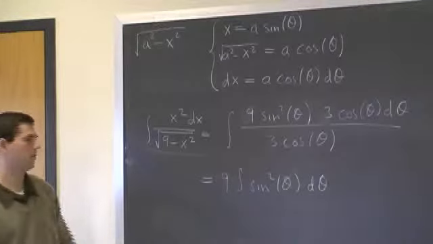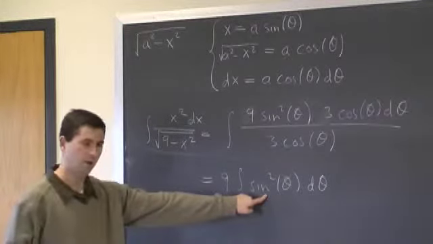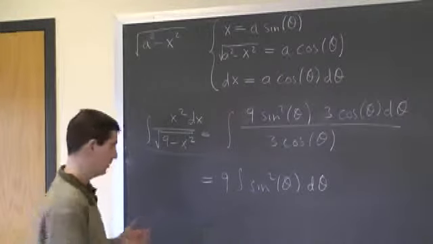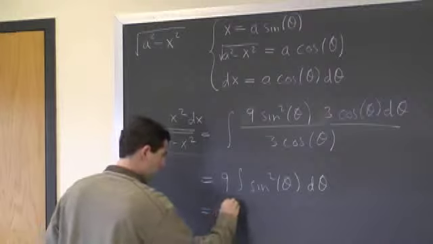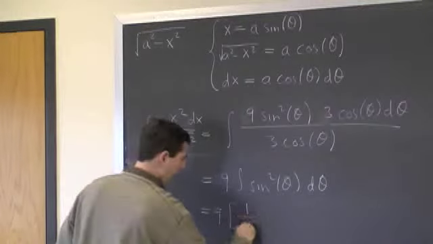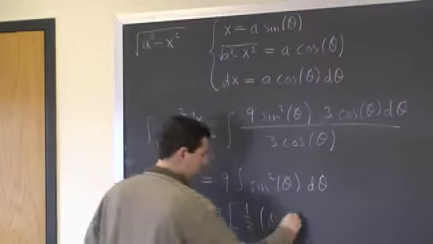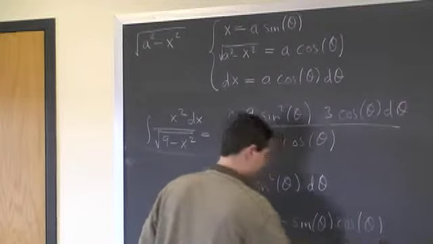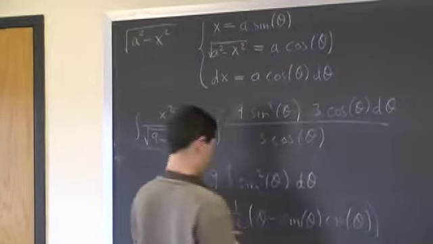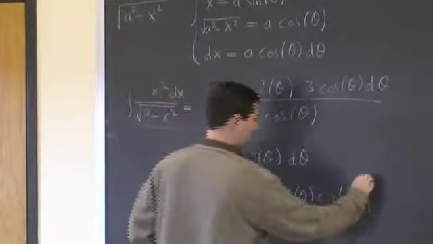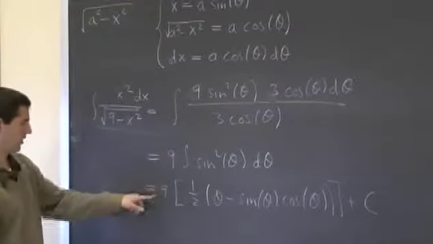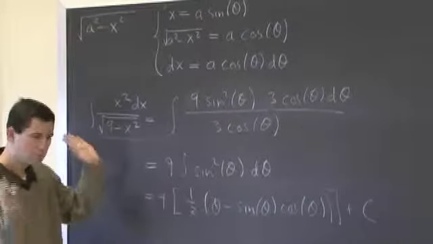And then we use this formula. We computed the integral of sine squared in class, independently of this. And this was a half theta minus sine of theta cosine of theta. And then, of course, we'll need a plus c, but we can put that on the outside. Of course, I can put this 9 in and make it 9 halves.